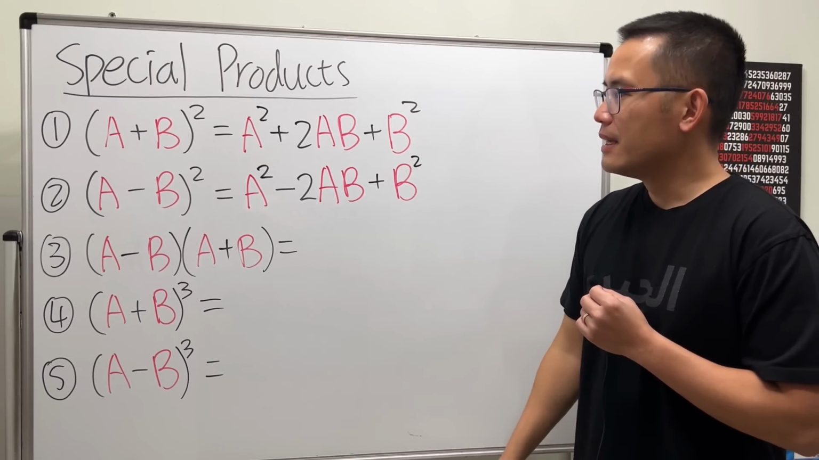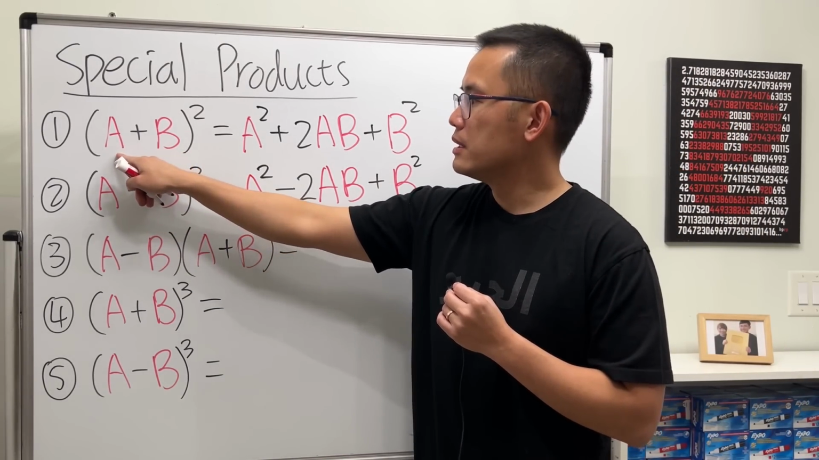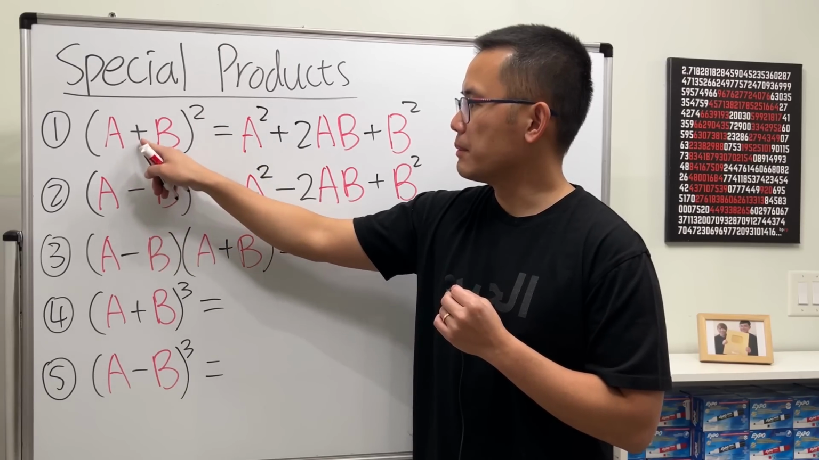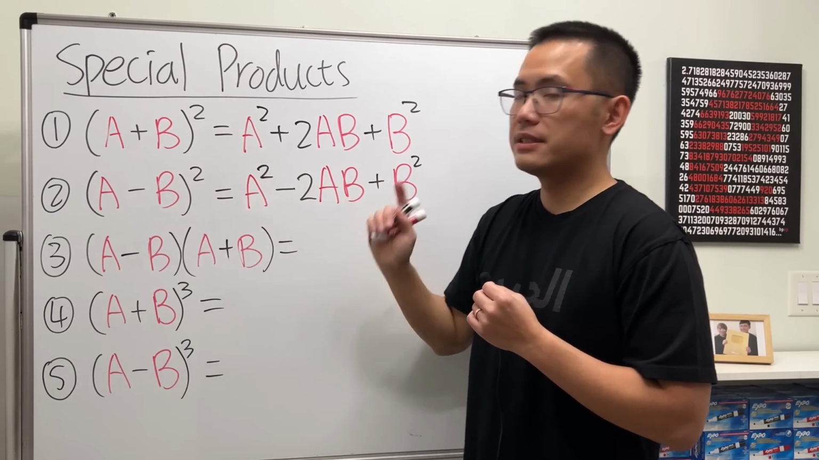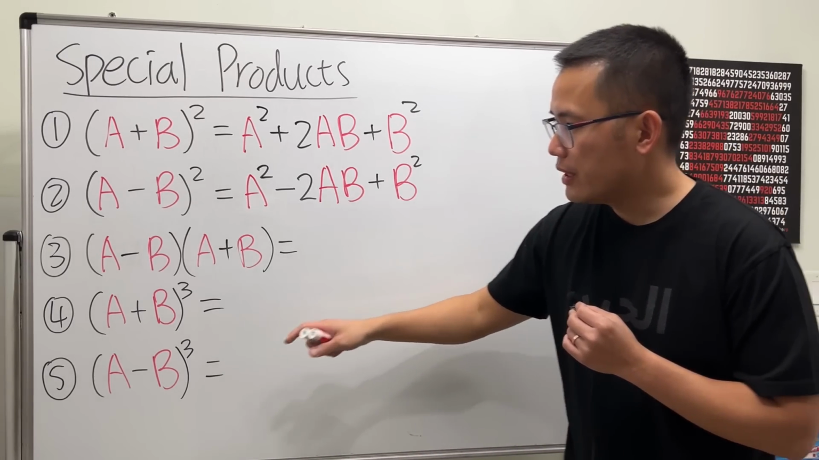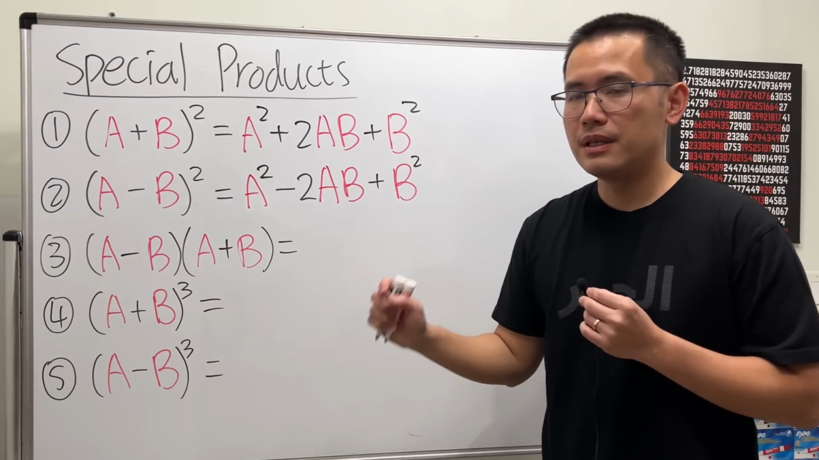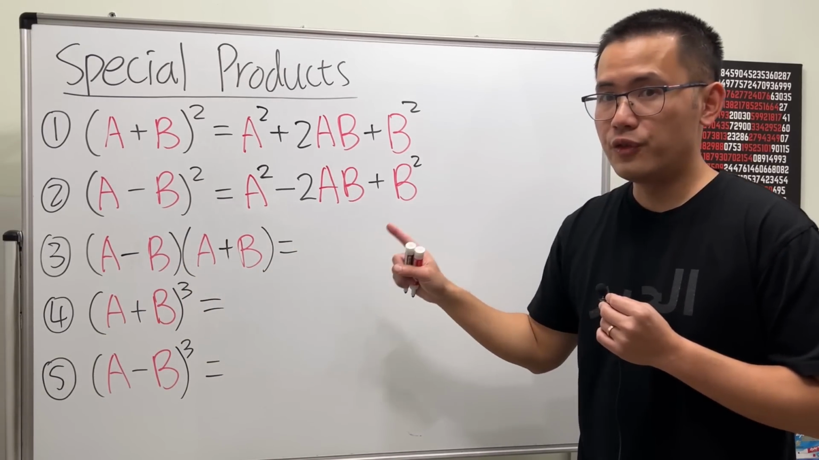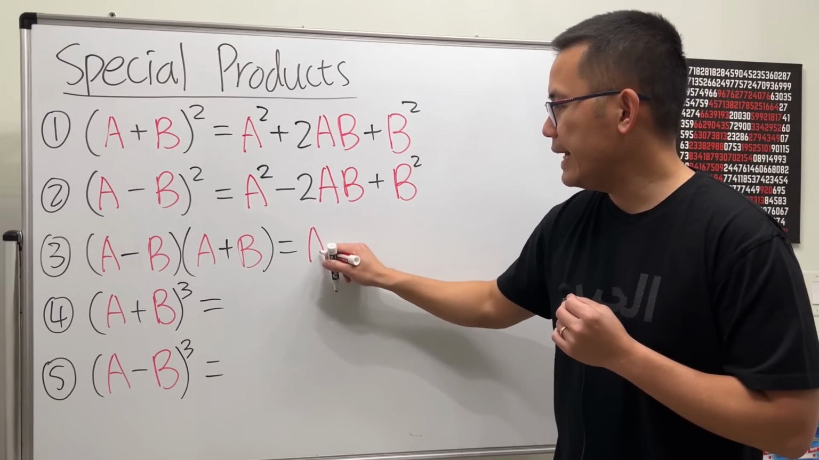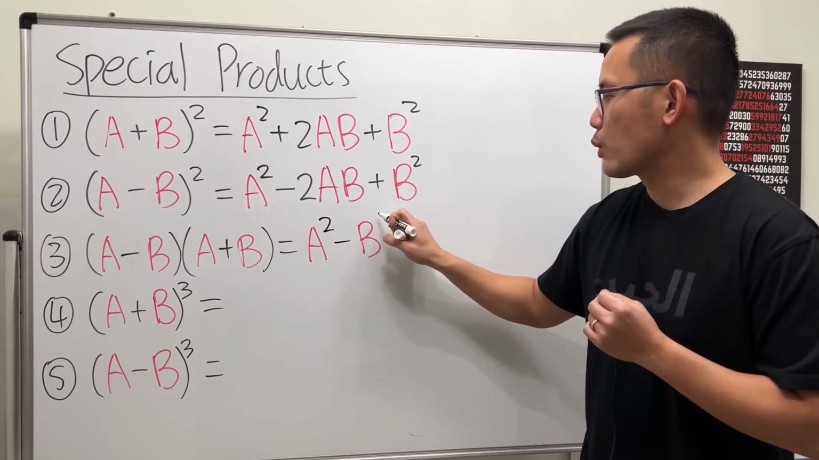Okay? So this is how you expand a binomial, right? A binomial squared. If it's a plus, if it's a minus. So continue. Next one, if you have a minus b times a plus b, this is going to give us the difference of 2 squares. We get a squared minus b squared.